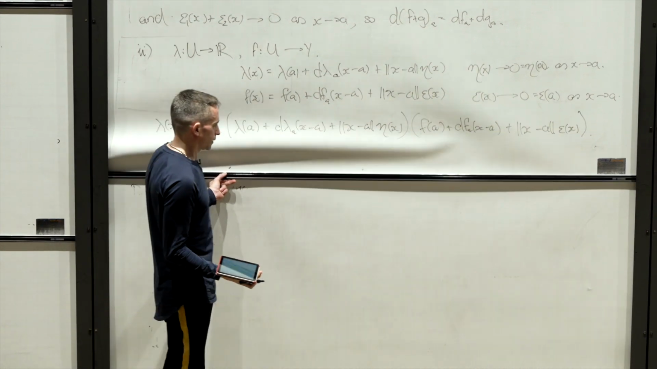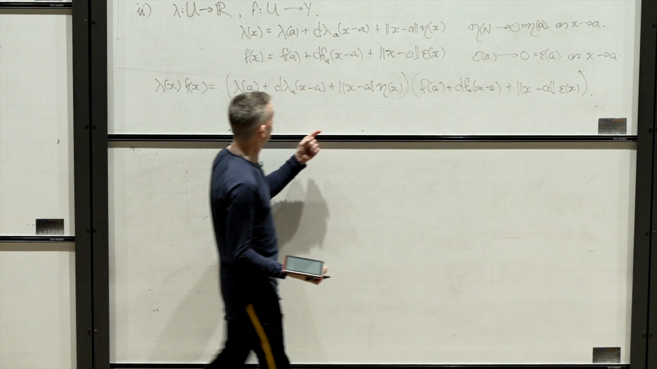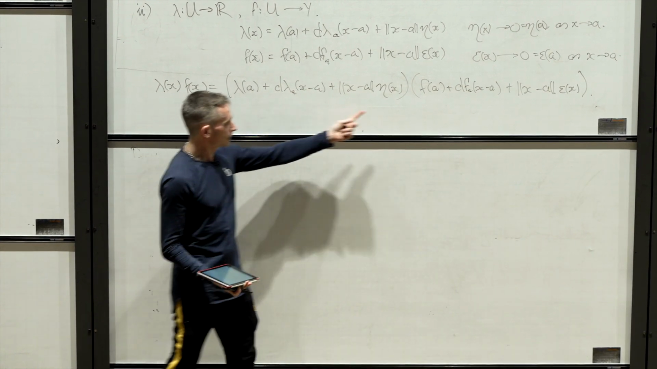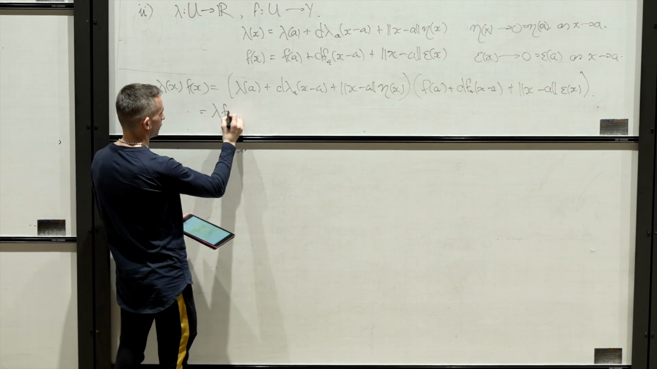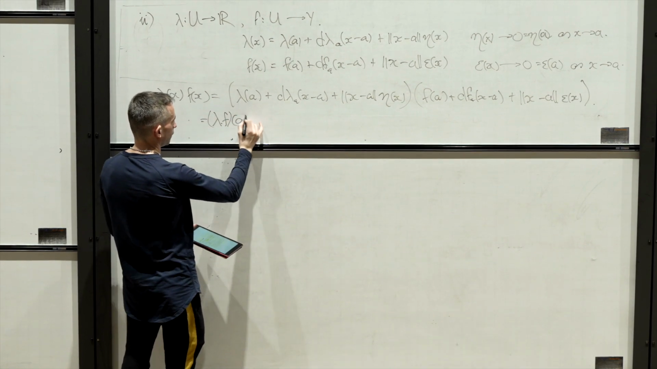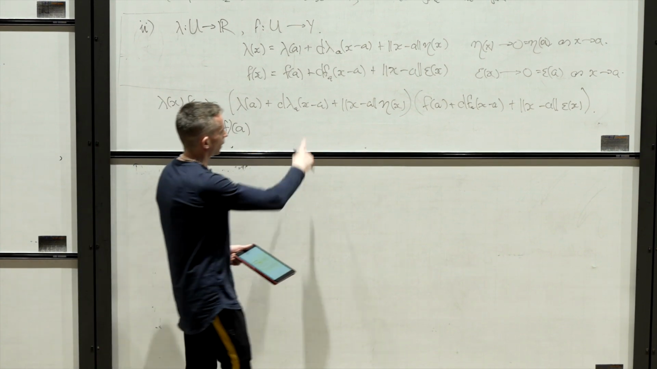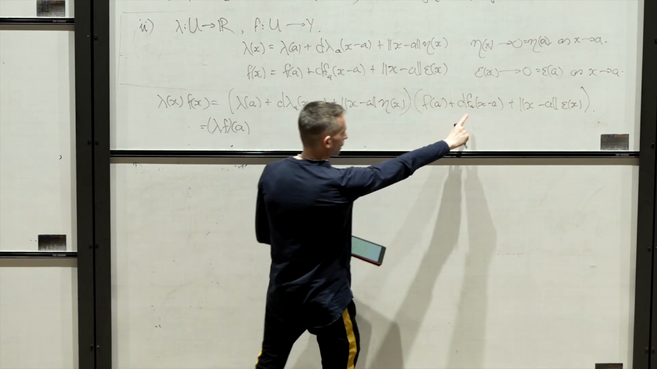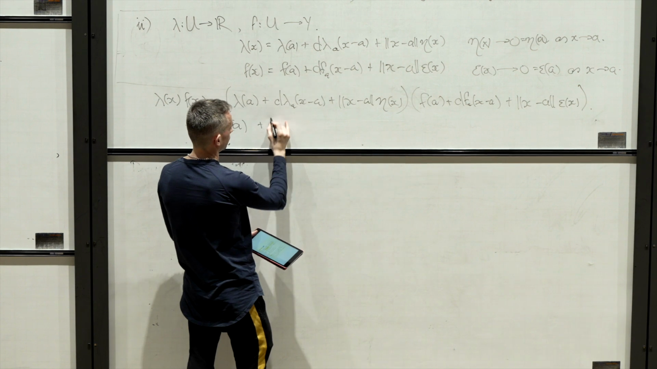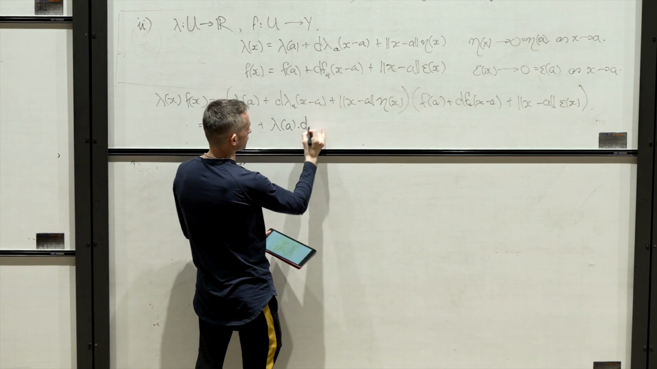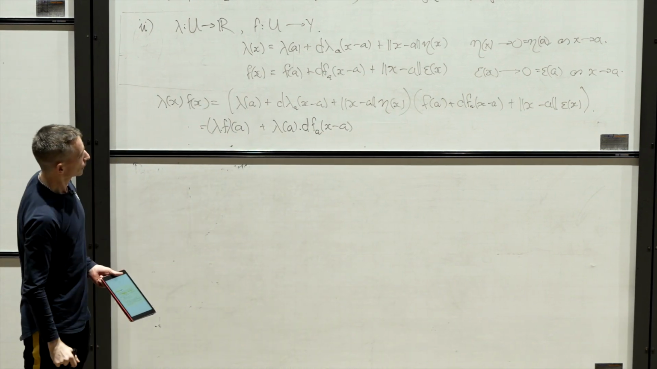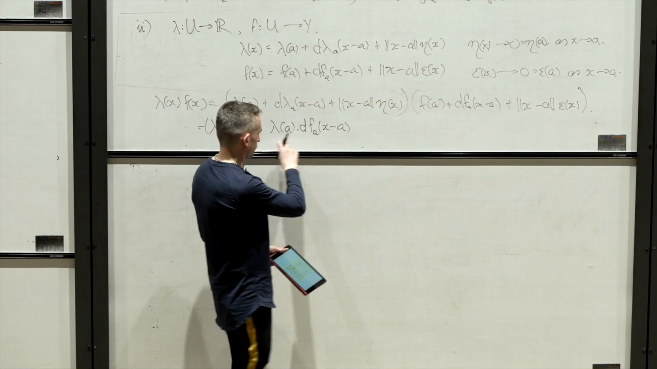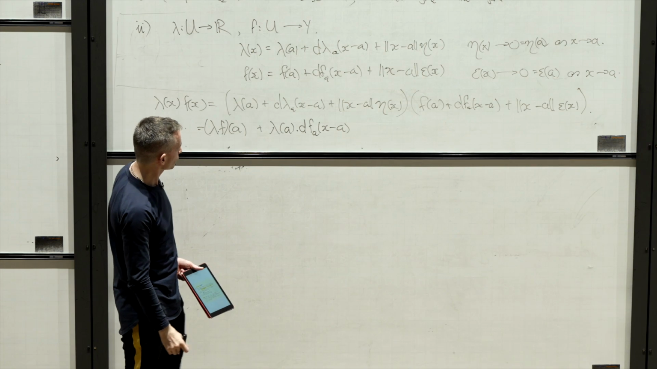Okay, so we've got 3 by 3 is 9 terms to deal with. Lambda of a times f of a is the value of lambda times f at a. We want that one. Then you get lambda of a times df at a applied to x minus a. That's one of the terms I'm declaring is in the derivative of the product.